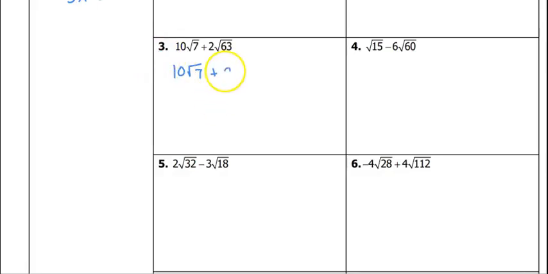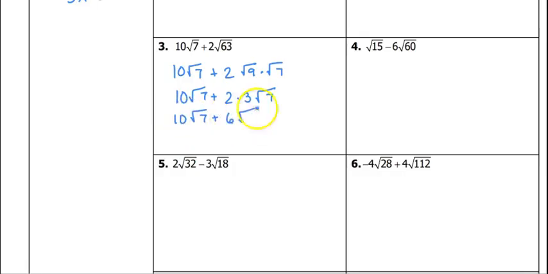Okay, so I'm going to break this apart as 2 square root 9 times square root 7, because 9 times 7 gives me 63. Okay, that means that this root now can be simplified. So I have 10 square root 7 plus 2 times, the square root of 9 is 3 times square root 7. All right, so 10 square root 7 plus 6 square root 7. Now, these are like terms. They're both square roots and they're both 7s. So I can add the 10 and the 6 together and I get 16 square root 7.